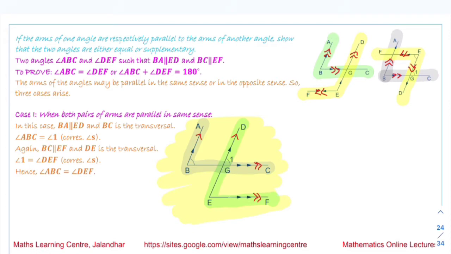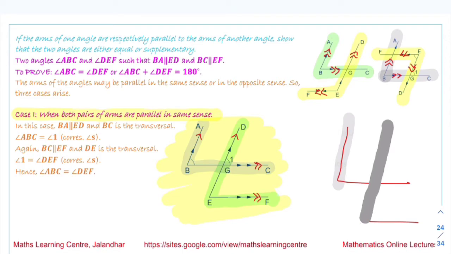For the first case, we are considering when both pairs of arms are parallel in the same sense, and we have the angles like this. Now if I consider this line and this line, this is a transversal for these two lines. So if this angle is angle 1, then this angle is also equal to it. Both these angles will be equal.